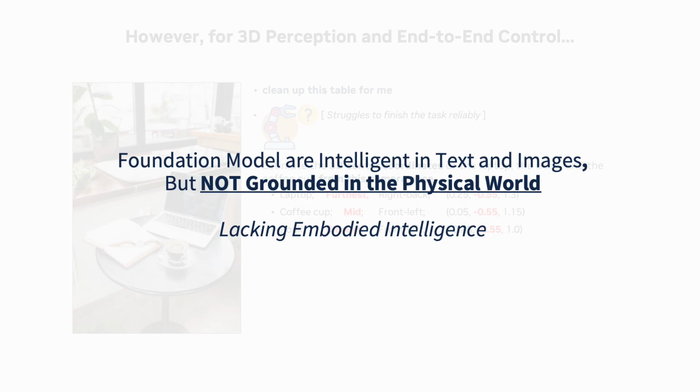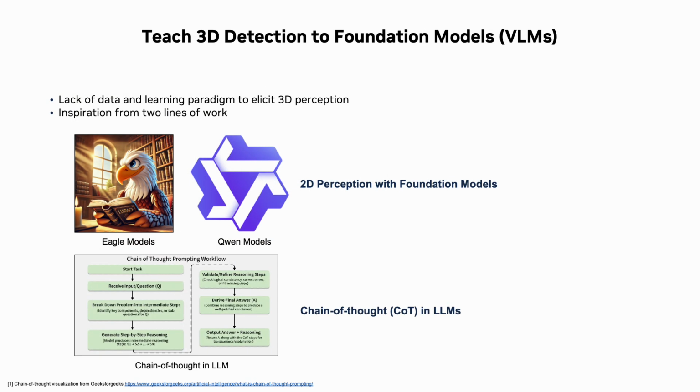They lack embodied intelligence. Teaching 3D detection to these models is hard. There's a shortage of data and no learning paradigm to elicit 3D reasoning. We draw inspiration from two directions: chain of thought prompting, which encourages step-by-step reasoning in language models, and 2D perception recipes from Eagle and Qwen, which show how to teach grounded perception inside VLMs.